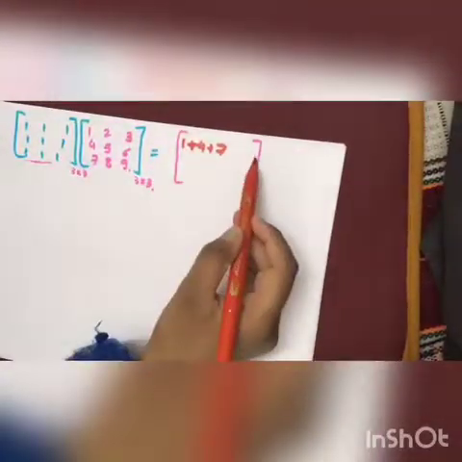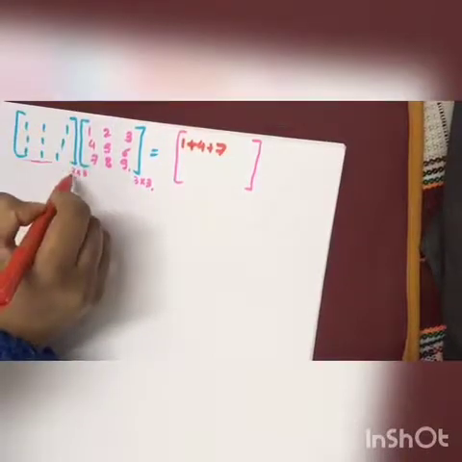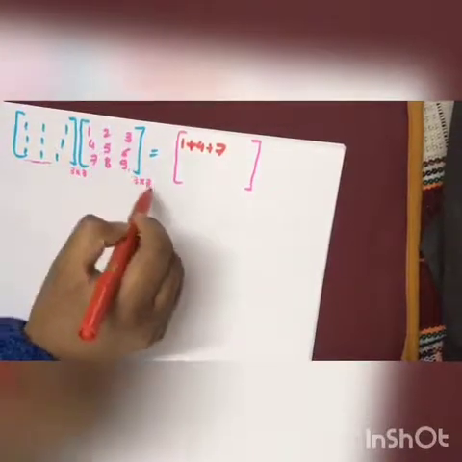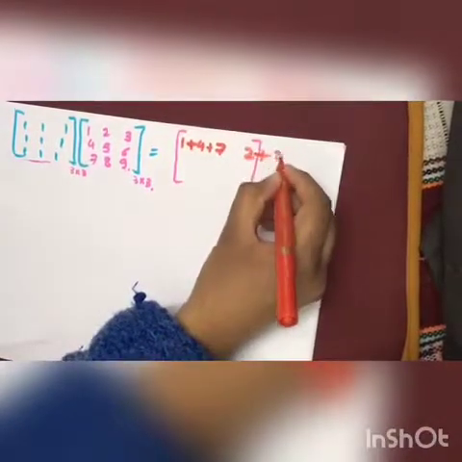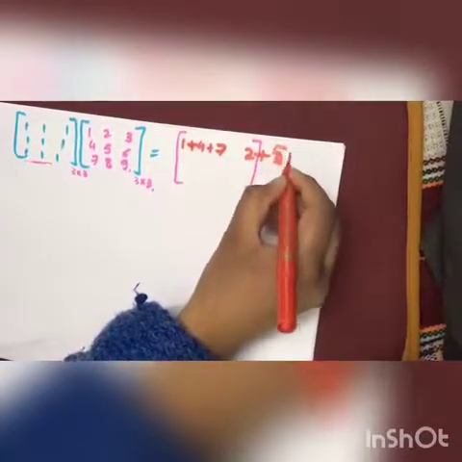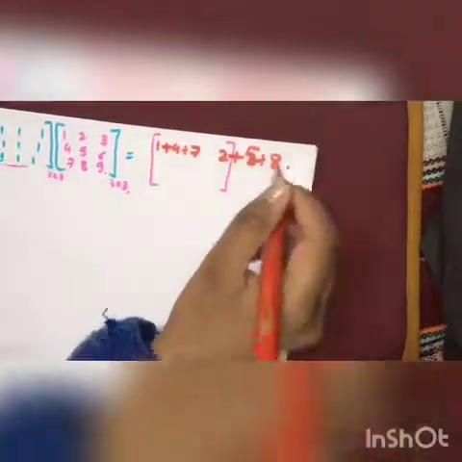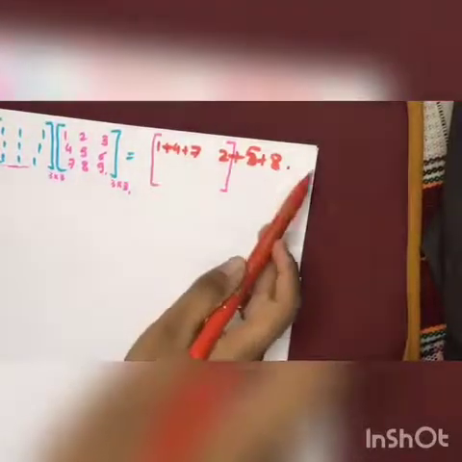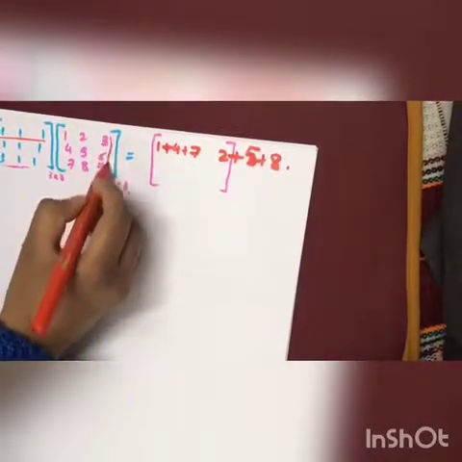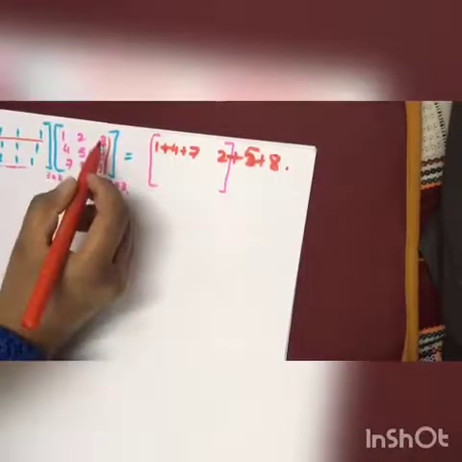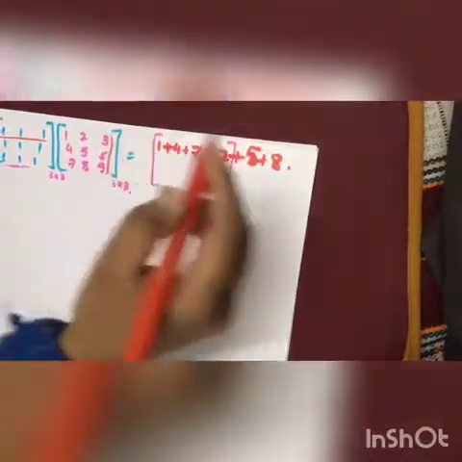For the second element, however, we're going to multiply elements of the first row of the first matrix with the second column of the second matrix. So this will be 2 plus 5 plus 8. And now for the third element of the resultant matrix, we are going to multiply the first row with the third column of the second matrix. So this will give us 3 plus 6 plus 9, which is equal to 18.